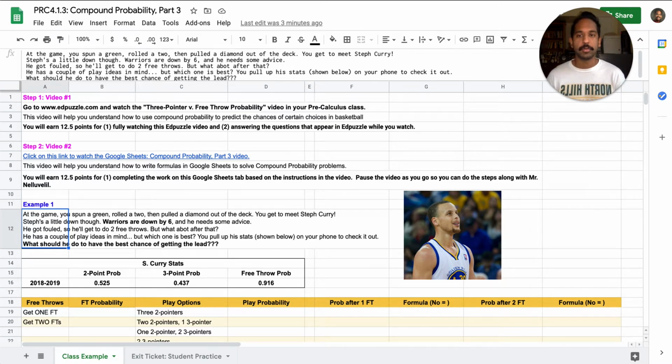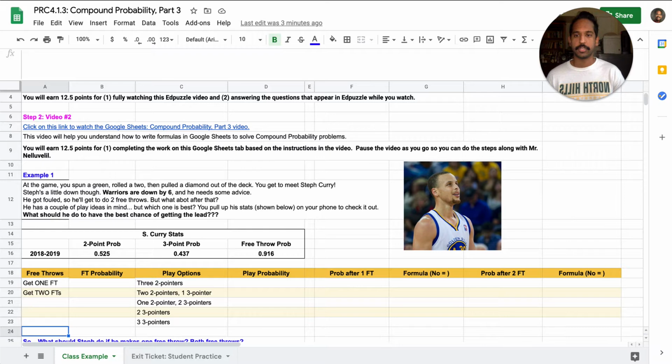He got fouled, so he'll get to do two free throws. But what about after that? He has a couple of ideas in mind, but which one's best? You pull up his stats, and the stats are there on your phone to check it out. What should he do to have the best chance of getting the lead? In order to get the lead, they need to earn enough points. And here are some different situations that would definitely get them to at least 7 points or higher.